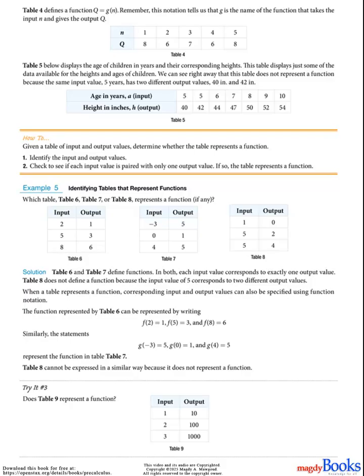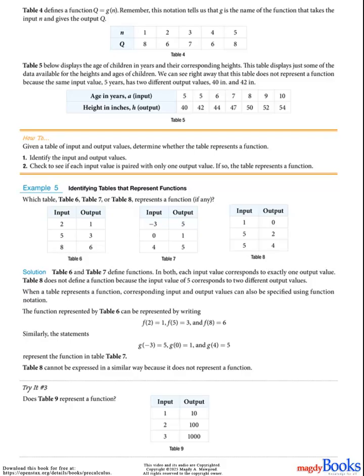Table 5 below displays the age of children in years and their corresponding heights. This table displays just some of the data available for the heights and ages of children. We can see right away that this table does not represent a function because the same input value, 5 years, has two different output values, 40 inches and 42 inches.